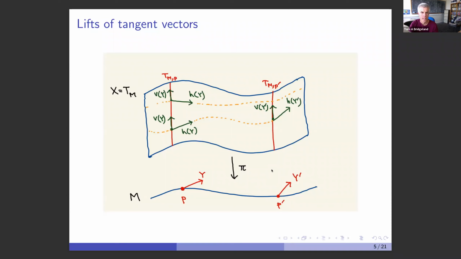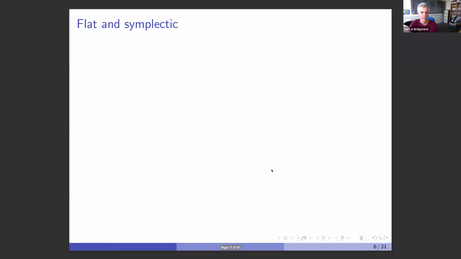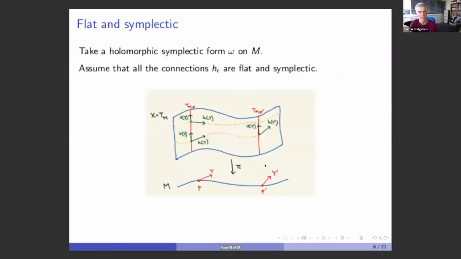Now there's a couple of conditions on these connections, namely that they should be flat and they should be symplectic. So I'm going to take a holomorphic symplectic form on M. That's always going to be there from the start. And now I just want to assume that all these connections are flat and symplectic. So what does this mean even?